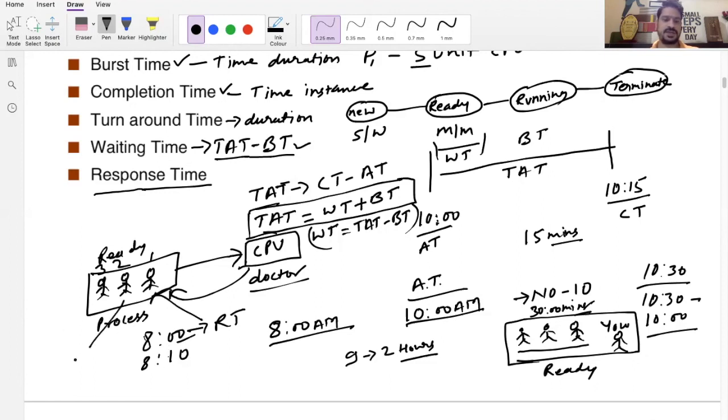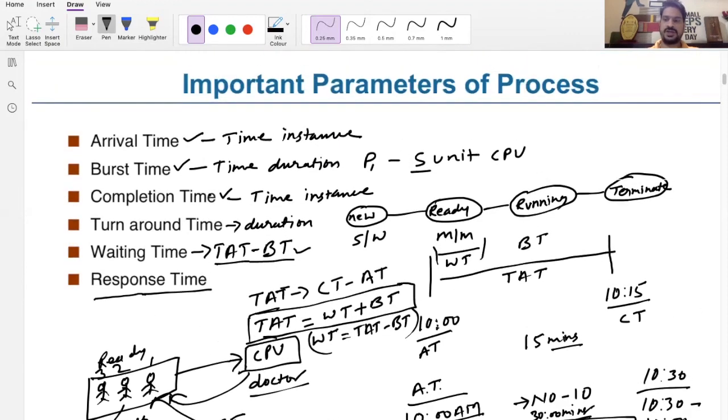Maybe another patient is responded to at 8:10, because at 8:10 the previous patient goes out of the chamber and this one goes into the chamber. So 8:10 is the response time for this particular process or patient. Are you getting it? The first time when a process is allocated the CPU is called response time. So I think you all understood the different times related to a process.